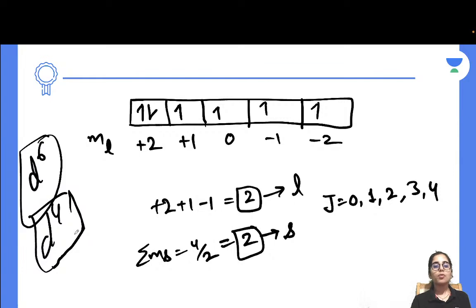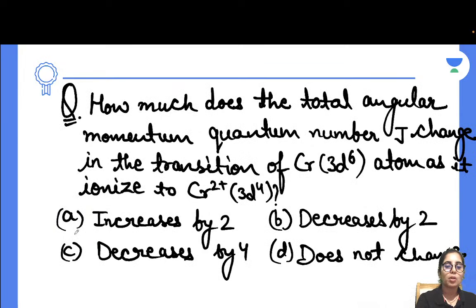So 0 is the J value for the ground state of D4, and 4 is the J value for D6. So it has changed from D6 to D4. That means the J value has changed from 4 to 0. So it has decreased by the value 4. And which option is there? It's option C, which is saying the same thing. Hence option C is the correct option. That's how you're going to get it.